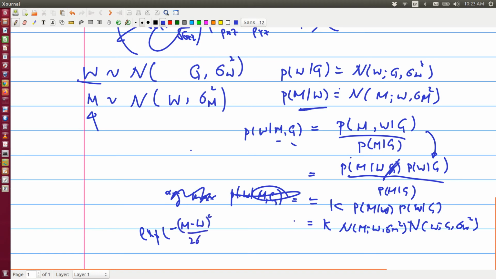Let's write it better, like this, with some constant here anyway. Whether you consider this as a PDF with variable M and mean W, or a PDF of variable W and mean M, it is the same function, right? So therefore, I can also write this as N(W; M, sigma m square), right?